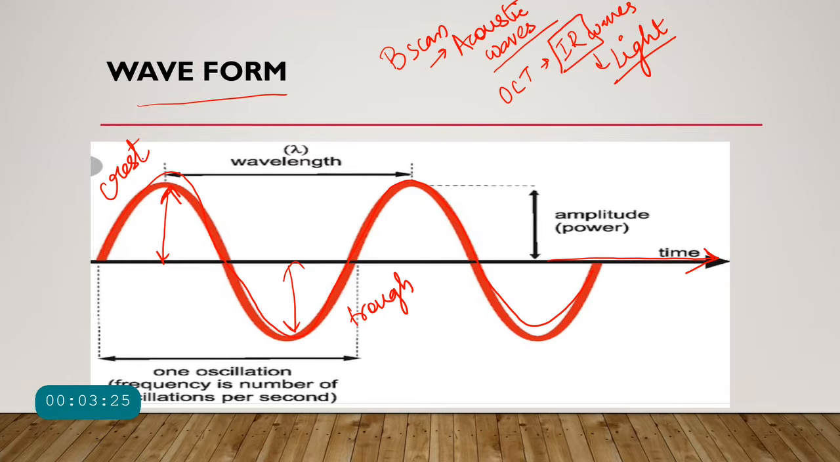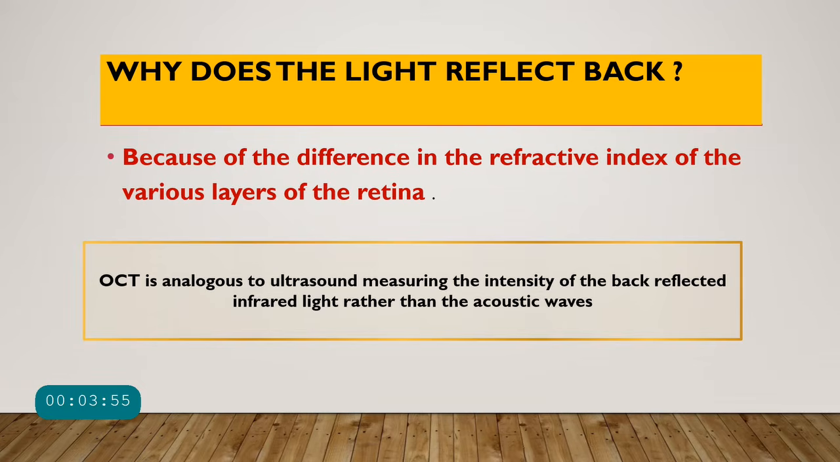The distance between two crests is called the wavelength, or it can also be the distance between two troughs, that is also referred to as the wavelength of this waveform. A crest and a trough together will form one oscillation of this wave. And what is meant by frequency? Frequency is nothing but the number of oscillations that will fit in 1 second in this waveform. Now the question is why does this waveform get reflected back from the retina?